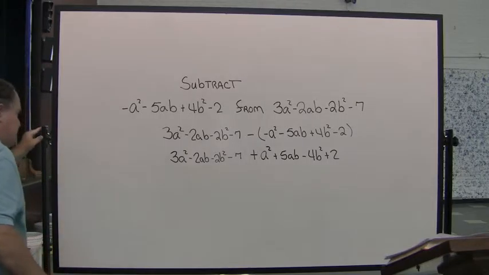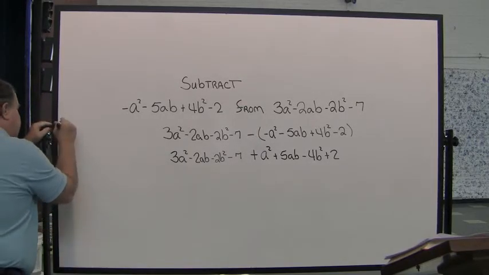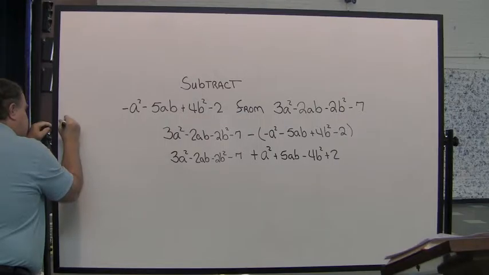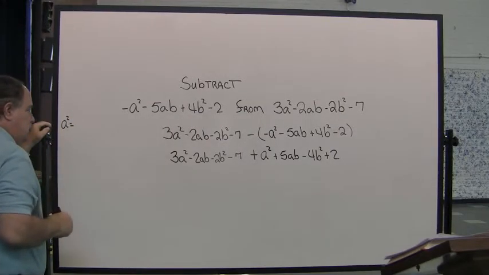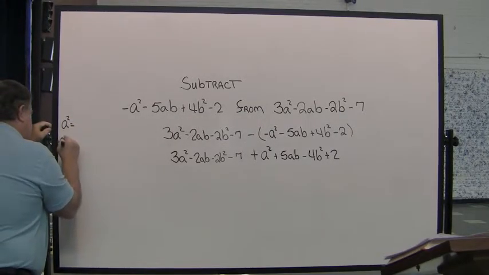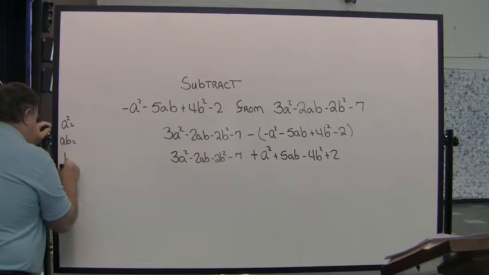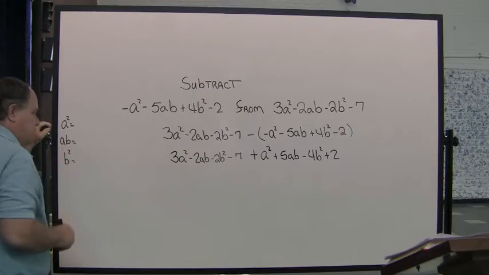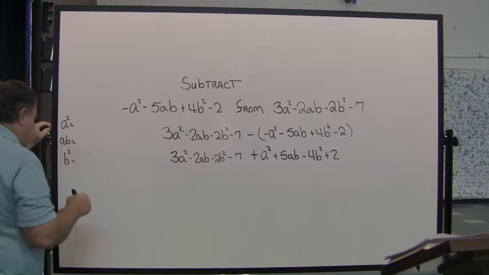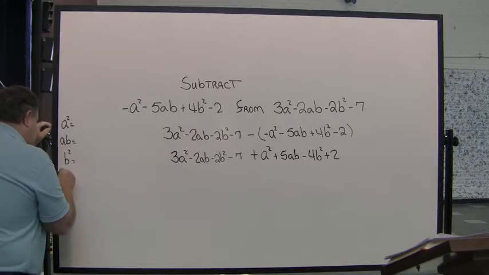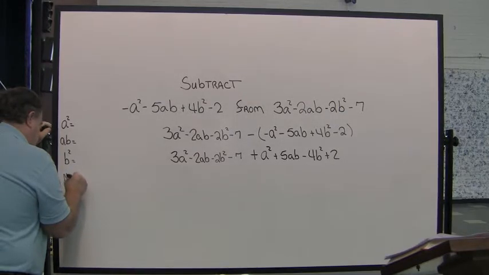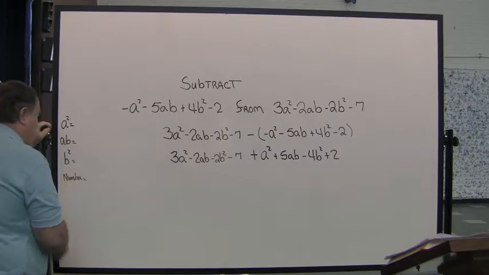Okay, let's look at the type of animals that I have. The first type of animal is an orangutan, and he's an a to the second power animal. The second one, ab, is a hippopotamus. The third one is a b squared animal, and he is a giraffe. And then I have, I'm going to say, a number. A numerical value.